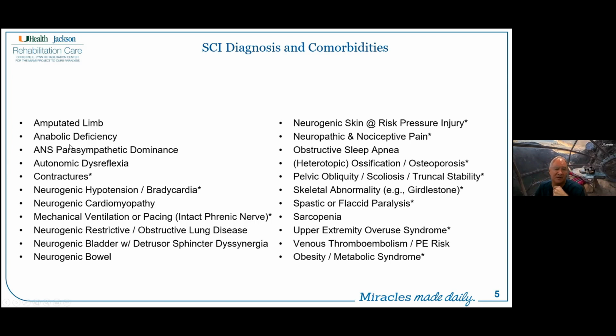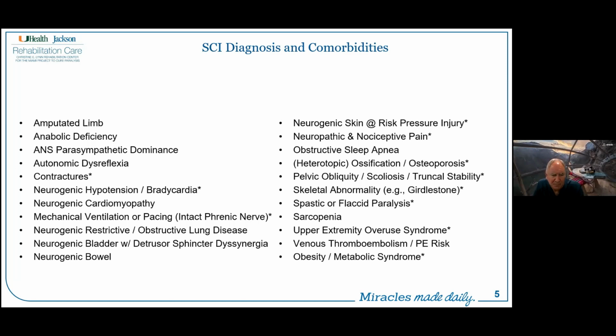we see an anabolic deficiency and parasympathetic dominance, as we mentioned before. We're going to talk through autonomic dysreflexia, but they're at higher risk for contractures because of spasticity. They have neurogenic hypotension and a relative bradycardia, as well as a neurogenic cardiomyopathy. Our folks with high spinal cord injury will have both neurogenic restrictive and obstructive lung disease. We'll talk through those a little bit more.